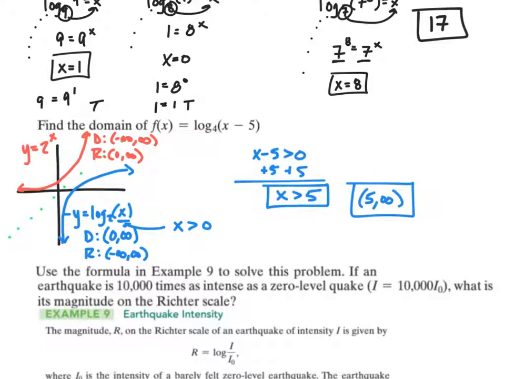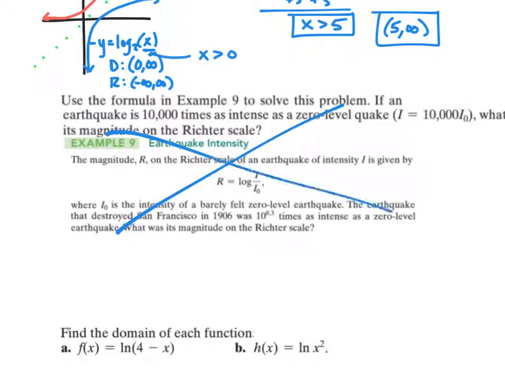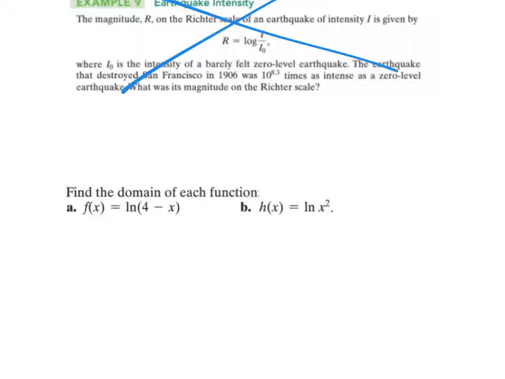I wanted to make sure I went over this concept of how we get the domains and ranges, and the fact that whatever we plug into the log has to be positive. Let's go ahead and skip this problem here. It's a little bit confusing. What I do want to do is talk about the domain of each of these functions.